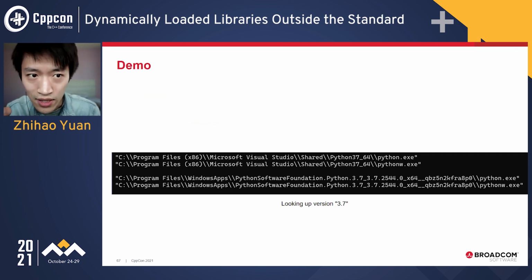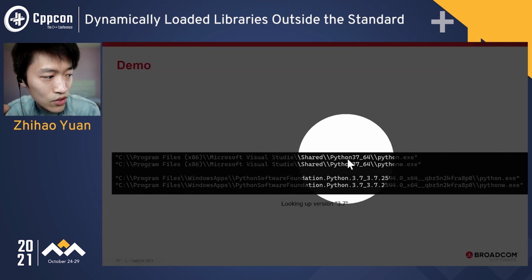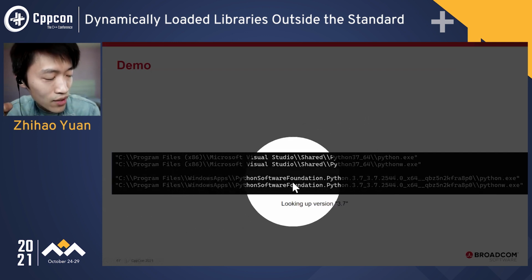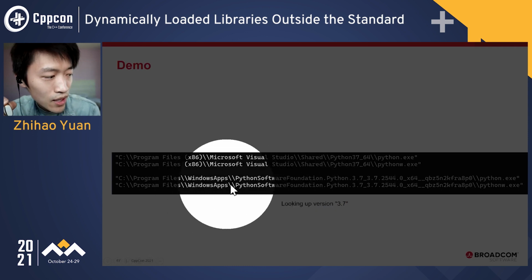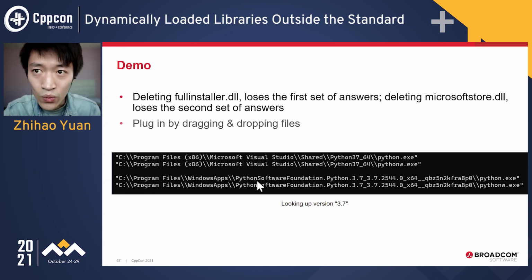Note that the first two lines are installed using the Python official installer, and the second two lines are coming from the Microsoft Store. So if you delete the official installer.dll and rerun this program, you lose the first set of answers. If you delete the Microsoft Store.dll, you lose the second set of answers. So we achieved plugging by drag and drop files.